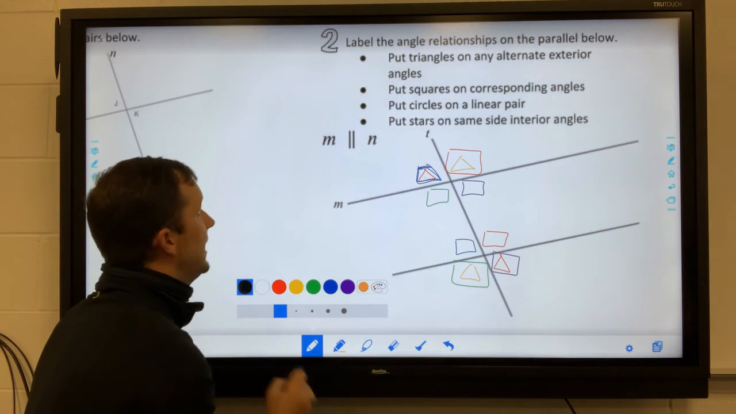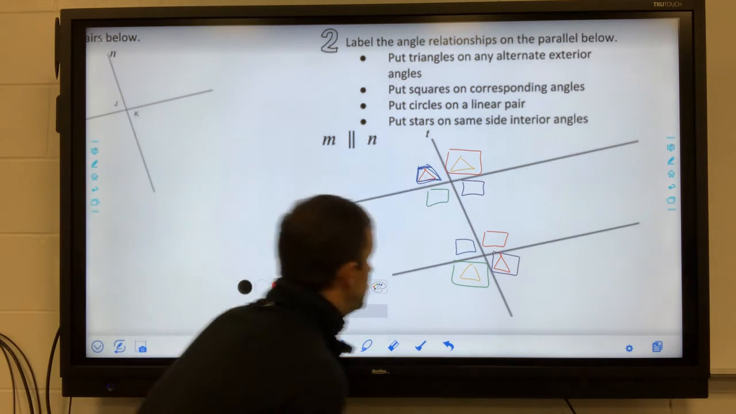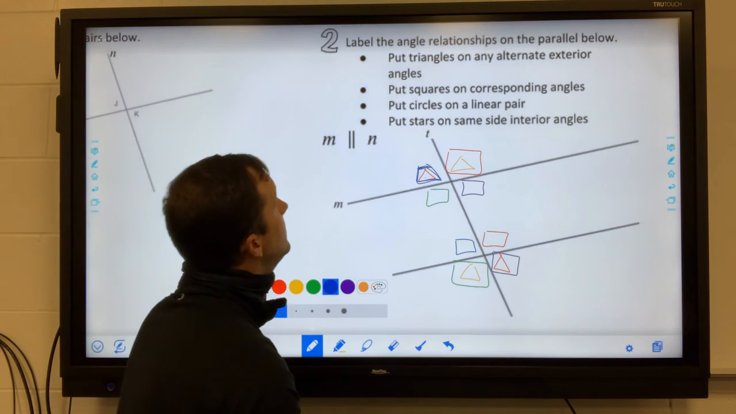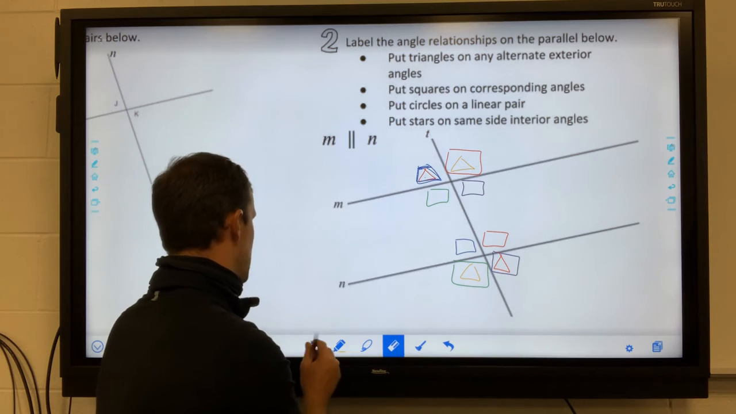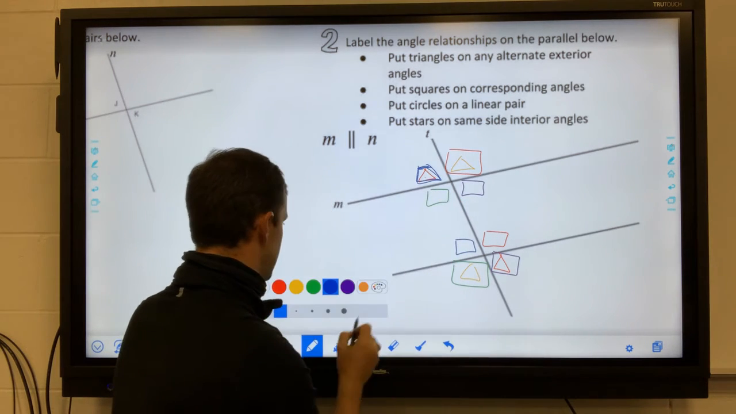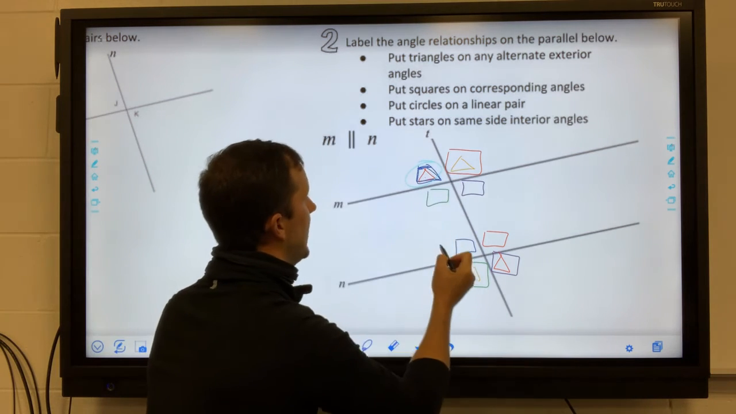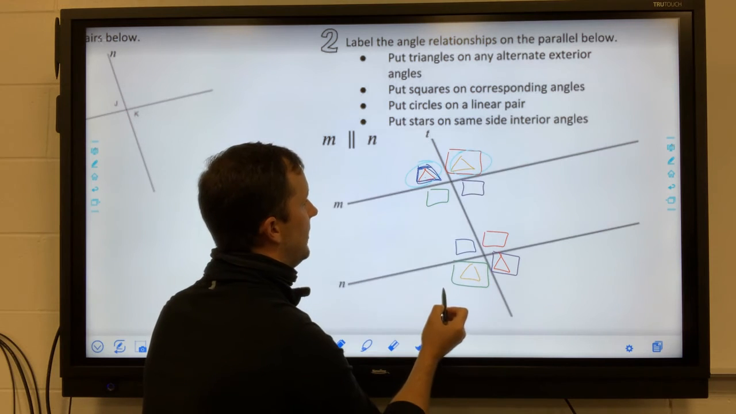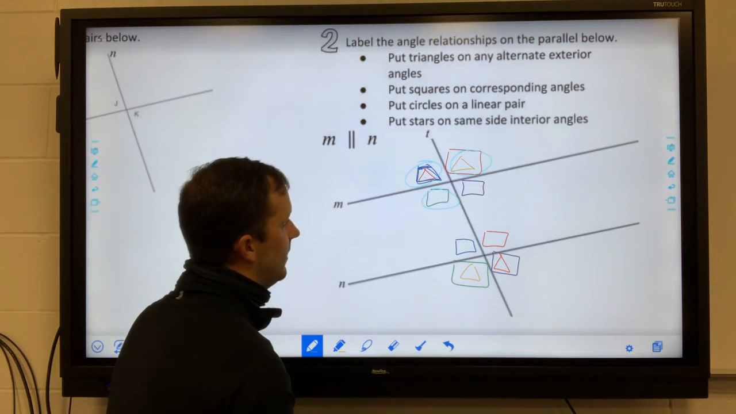The next thing I'm gonna look at, it says to put circles on each linear pair. Ooh, this one's gonna be tricky because linear pairs form a straight line, okay? So right now, I'm gonna go ahead and just look at this. So right now, these two angles form a straight line. So let me go ahead and pick a different color here. Okay. So if I put a circle right here, these two angles right here form a straight line, so these two are gonna be a linear pair. These two form a straight line, so these two are gonna be a linear pair, okay?